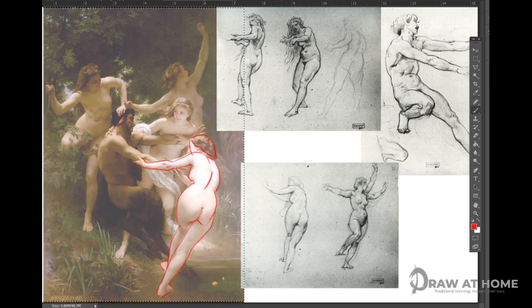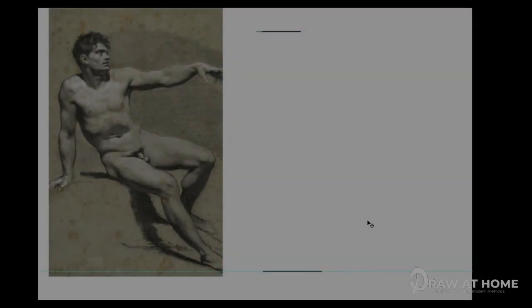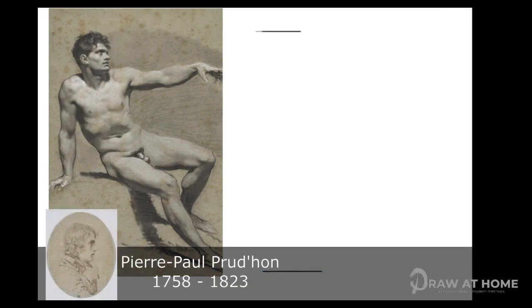So it's really a testament to the power of simplification, and if you find yourself beginning to lose the big design of a drawing, remove all the smaller bits of information or simplify and unify them together to create a strong visual statement. This is a sketch by Pierre-Paul Prud'hon, another French classical draftsman and painter who was taught in the academic French style of the time.